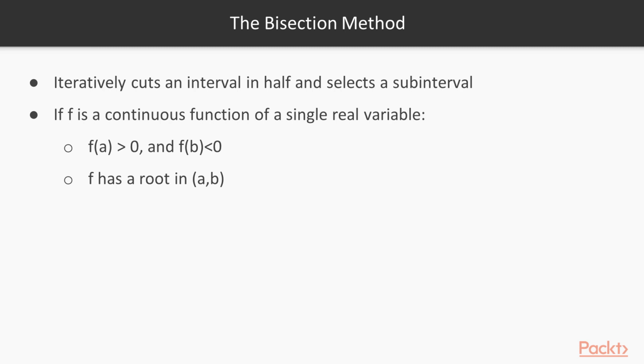The bisection method consists of iteratively cutting an interval in half and selecting a subinterval that necessarily contains a root. This method is based on the fact that if f is a continuous function of a single real variable, f of a greater than 0 and f of b less than 0, then f has a root in [a, b], that is the intermediate value theorem.